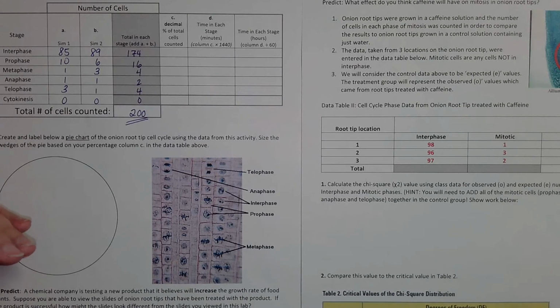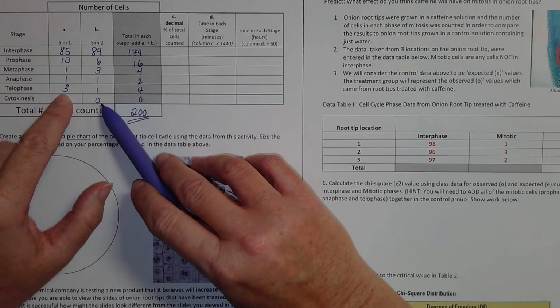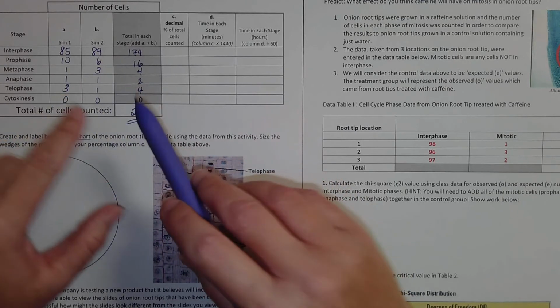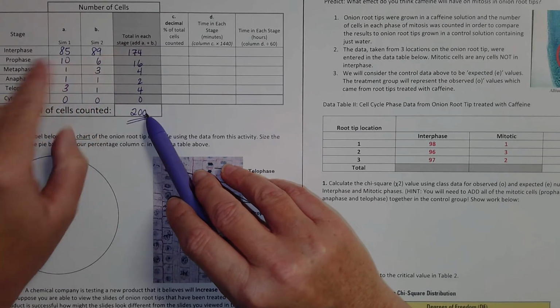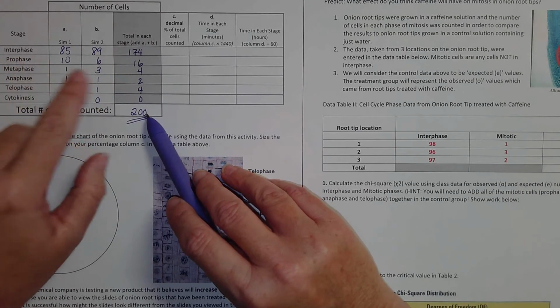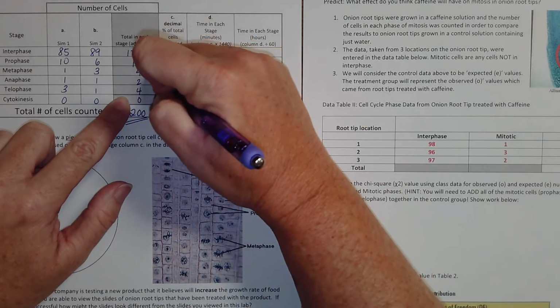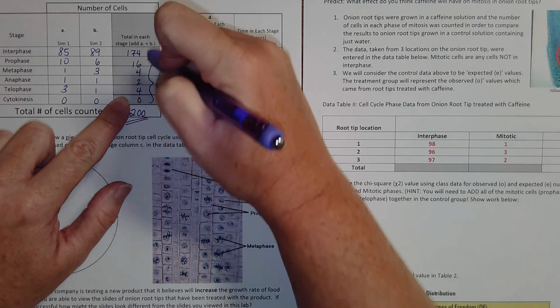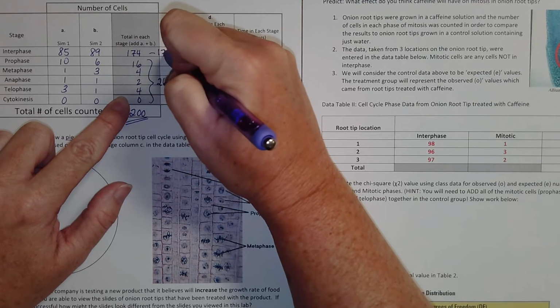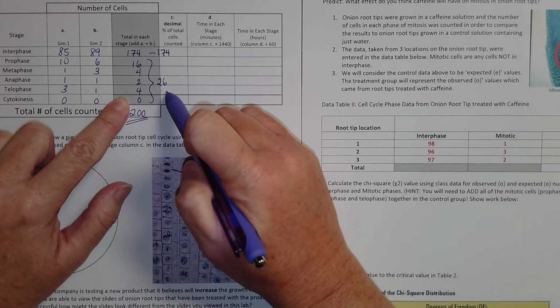So the first thing I did, I collected all my data. These were the values that I got when I went through the gizmo. I looked at 200 cells. 174 of them were in interphase. The rest of them are undergoing mitosis. So I had to add those up, and that total is 26. So I had 174 cells undergoing interphase and 26 undergoing mitosis.